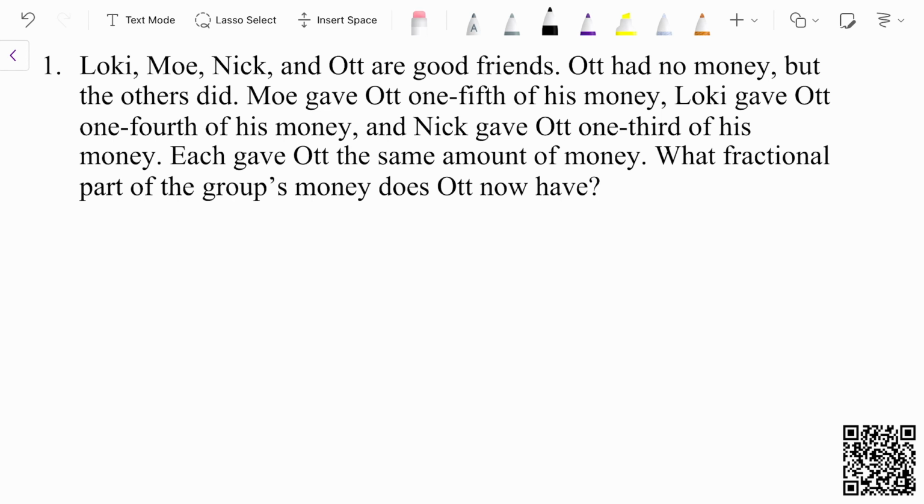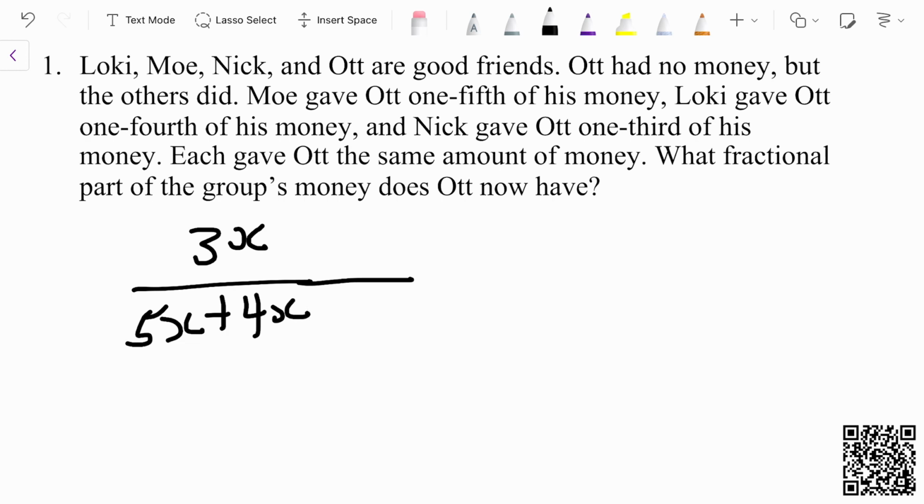if they each gave him X, because that's the amount of money he has, then this top part would be 3X, because there are 3 people. And the bottom part is a little bit different, because Mo gave Ott 1/5, so Mo technically has 5X. Then Loki gave Ott 1/4, so Loki has 4X, because if 1/4 of his money is X, then X times 4 would be the amount of money he has. And Nick has 3X in terms of money.